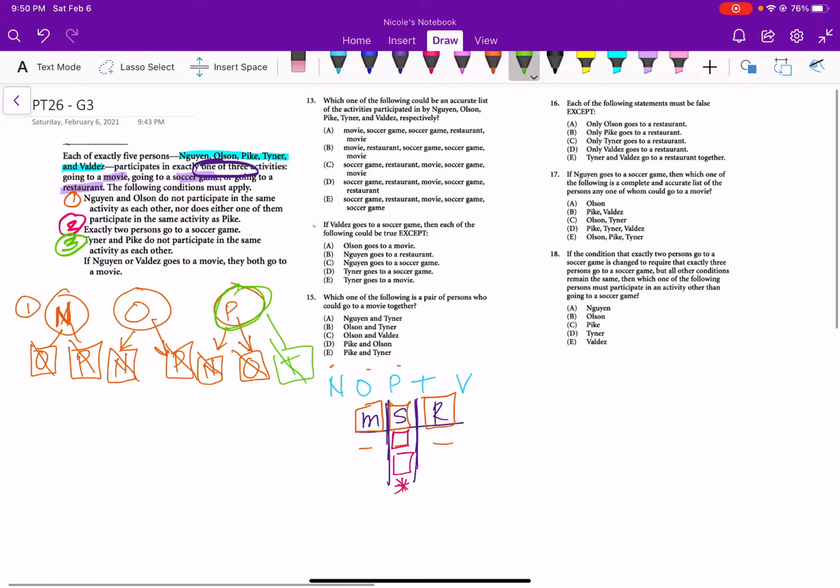So we also could draw this one out as if we have T, we don't have P. Also think about it this way. If P can't be with N, O, or T, the only person that P could be with as of this point is V. Just thinking about it positively. They wouldn't have to be with V, it's just that they could be.